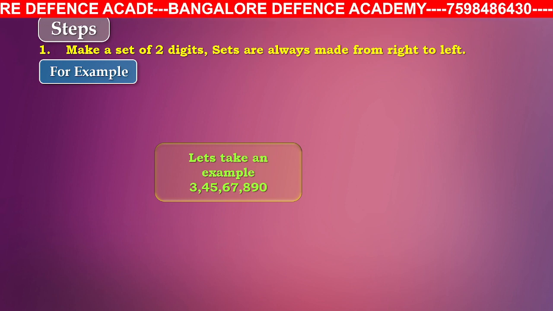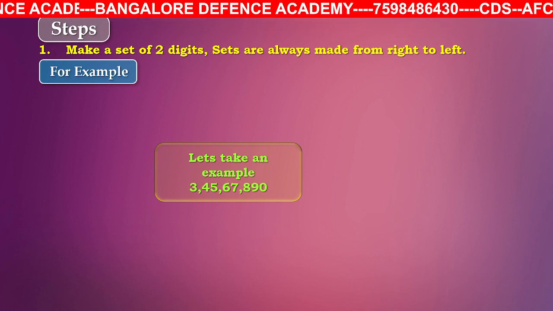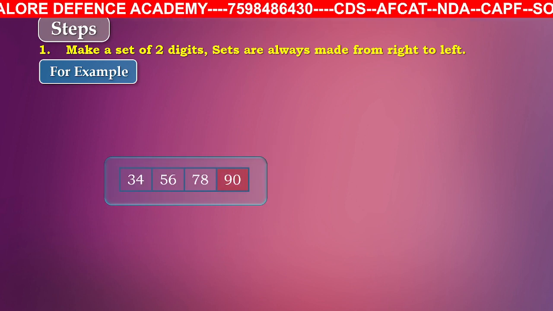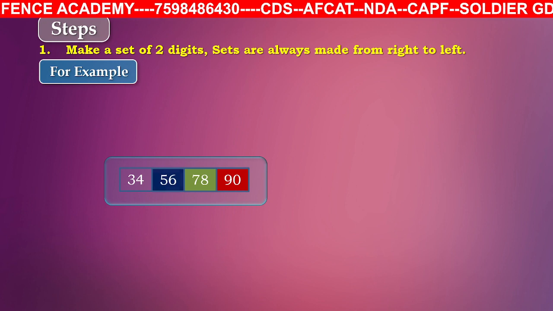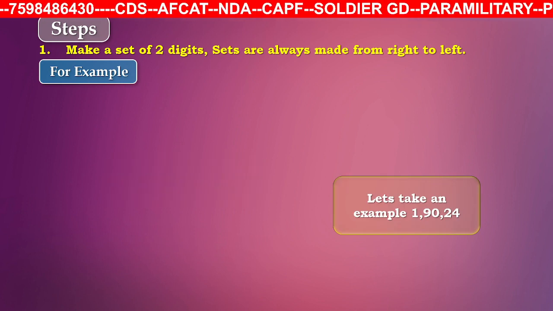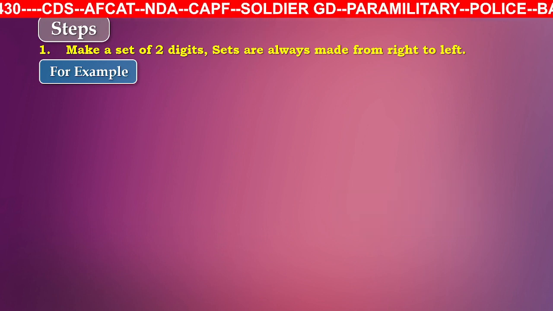That is 3, 4, 5, 6, 7, 8. Like these numbers are given. I have to make it into sets. So come from the right side. So first I'll make 78, then I'll make 56 a set and 34 a set. Got it? Okay. Now let us take one more example.